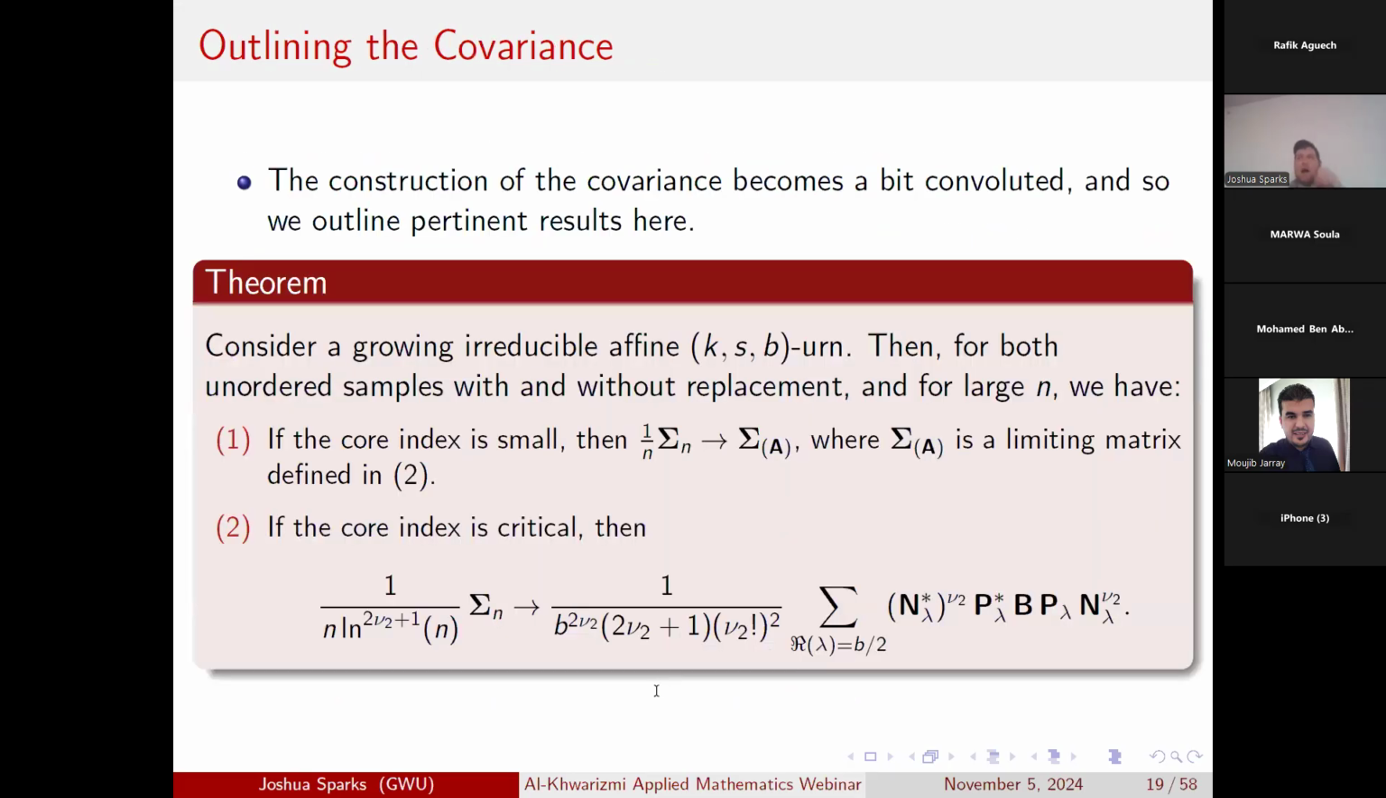In the interest of time, we're outlining the covariance. We can construct the covariance. It's a little convoluted, so I just outline the pertinent results here. Utilizing the integral matrix I had here, if the core index is small, then as n goes to infinity, the covariance matrix will converge to that integral that we saw. And if the core index is critical, then it will converge to this summation of essentially a combination of that B matrix that I provided, as well as all the other pieces of the puzzle for dealing with the nilpotent matrix, as well as the projection matrices that are coming through.